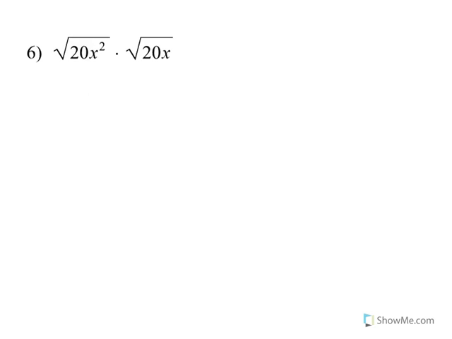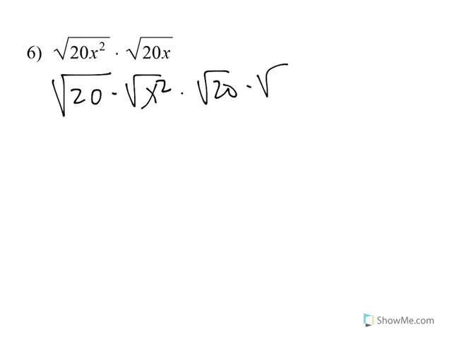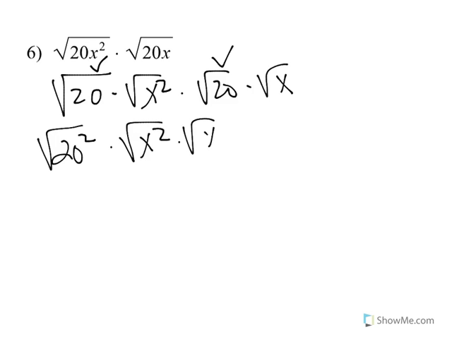Okay, next example. So here, well, we can break this up: radical 20 times radical x squared times radical 20 times radical x. Right, so then on these two, this gives us radical 20 squared times radical x squared times radical x. And radical and square cancel out, so it gives us 20. This cancels out and gives us an x, and this leaves us with just a radical x.